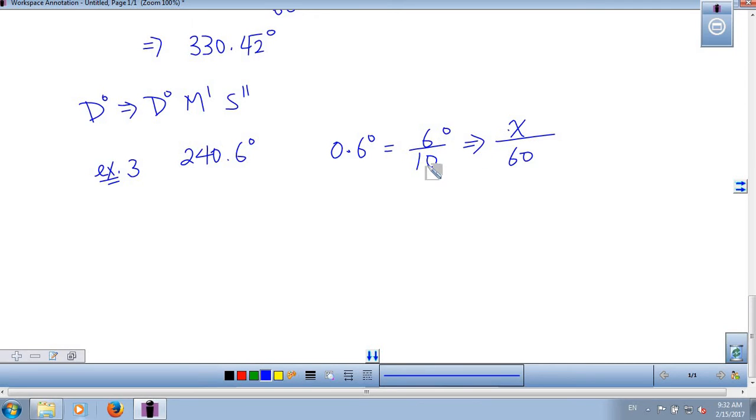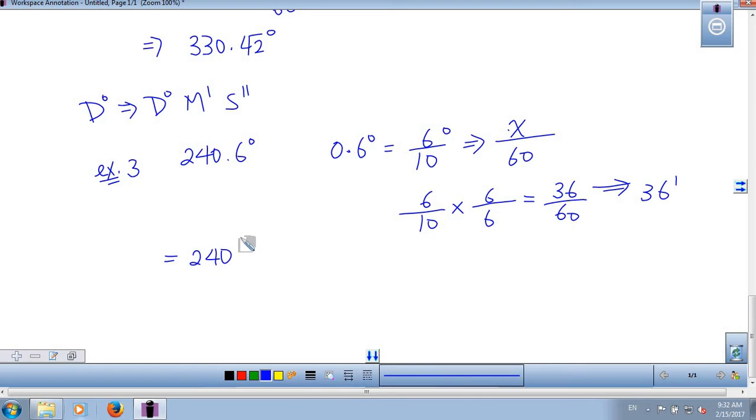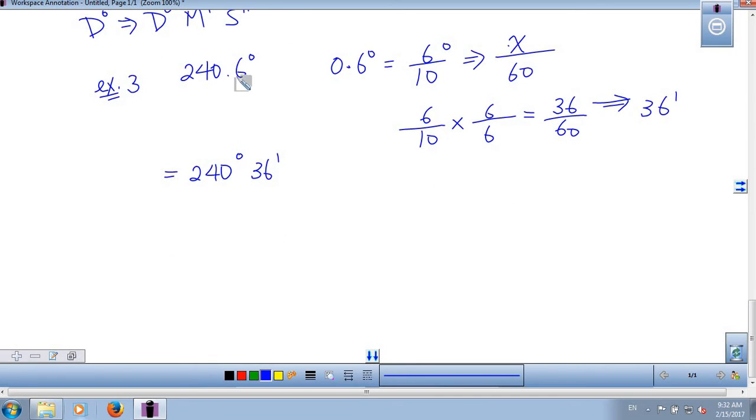So if I have 6 over 10, how do I convert that to x over 60? Well, to get from 6 over 10 to x over 60, I have to multiply the denominator by 6. So in the numerator, I also have to multiply by 6. Then we end up with 36 over 60. So that 36 is going to be our minutes. So 240.6 degrees is 240 degrees and 36 minutes, because 36 minutes is equal to 0.6 degrees.